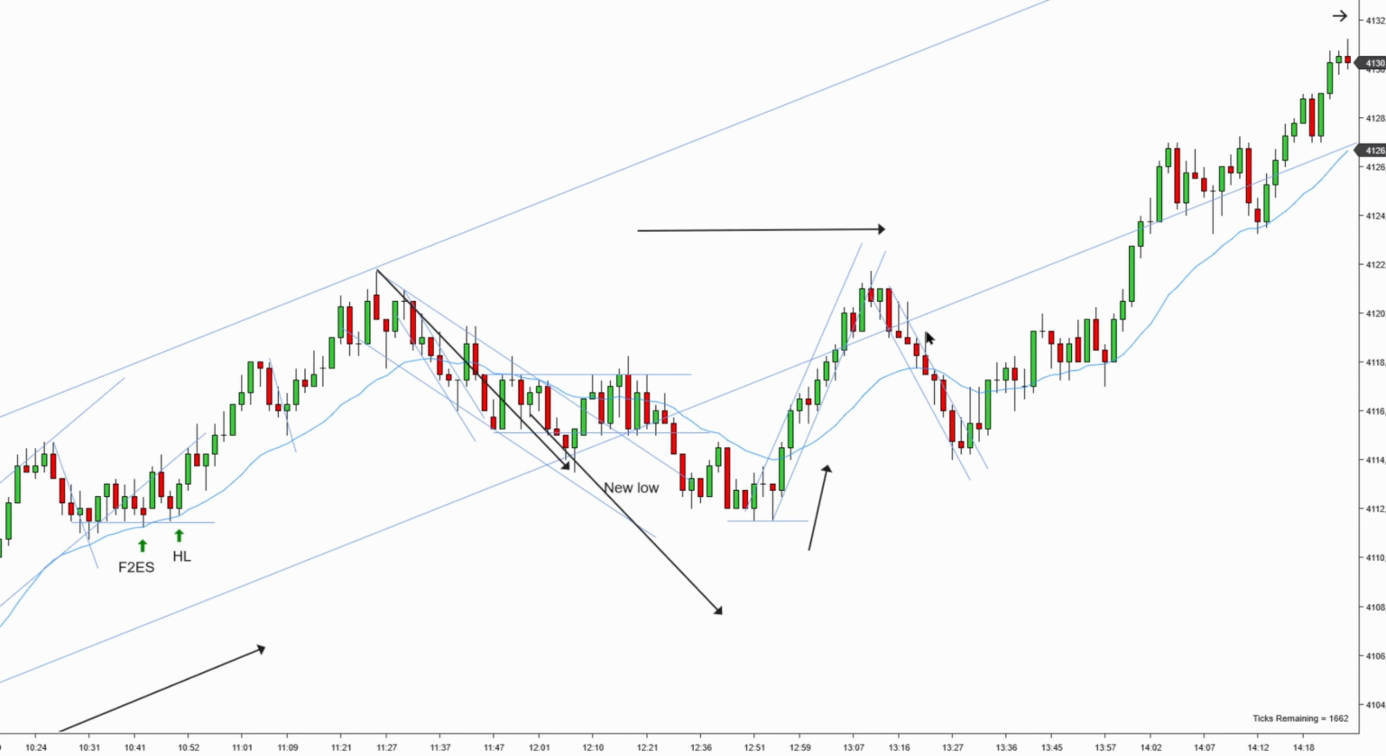First entry long right here. Second entry long, but it's below the EMA. The downtrend is in play. And you're breaking above the EMA and you have a high low.